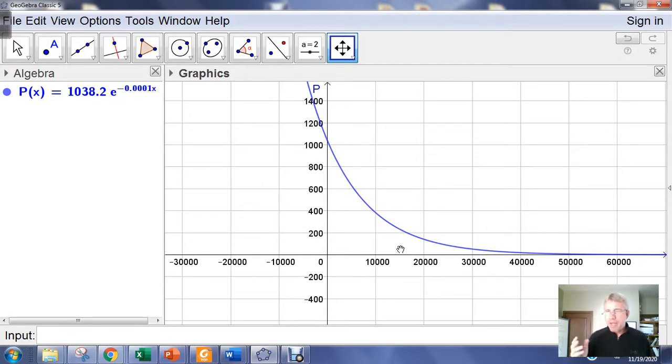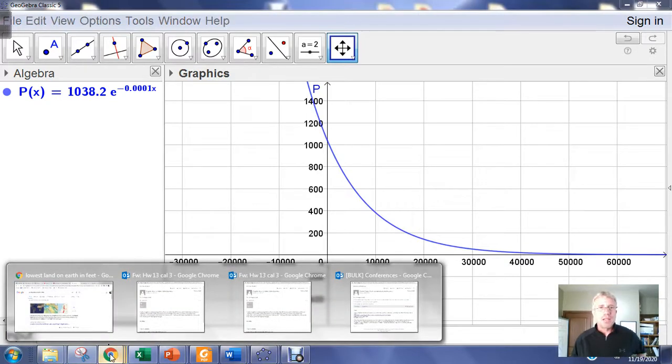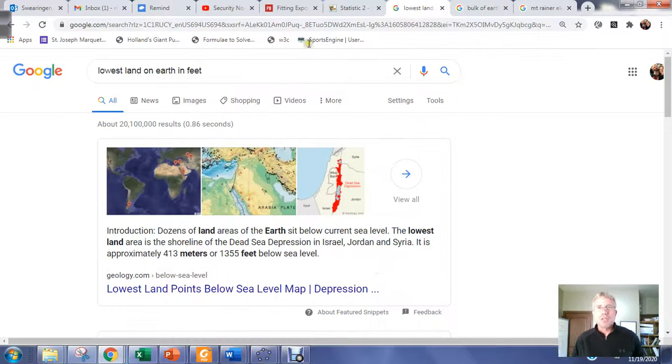Well, this model is based on the Earth's atmosphere, so we need to think about where we as humans would encounter the Earth's atmosphere. So probably for my domain, I would be thinking about, hey, what's the lowest I can go? So the lowest land on Earth is 1,355 feet below sea level over in the Dead Sea in Israel. So that would be negative 1,355 feet. I'm going to write that down.